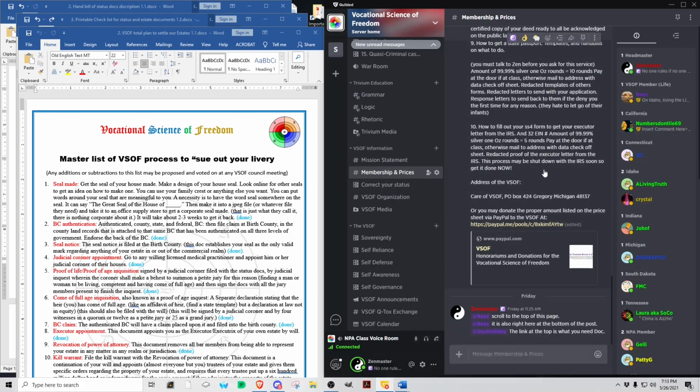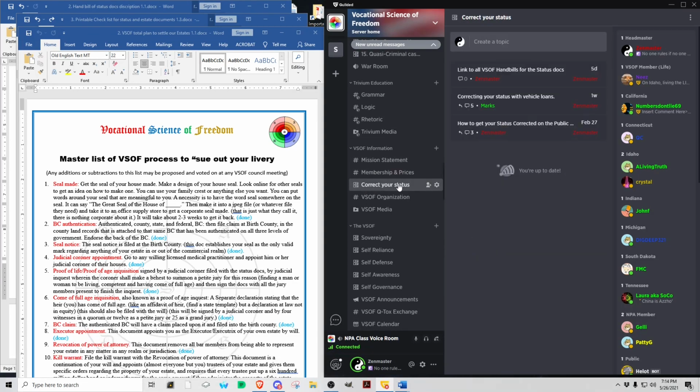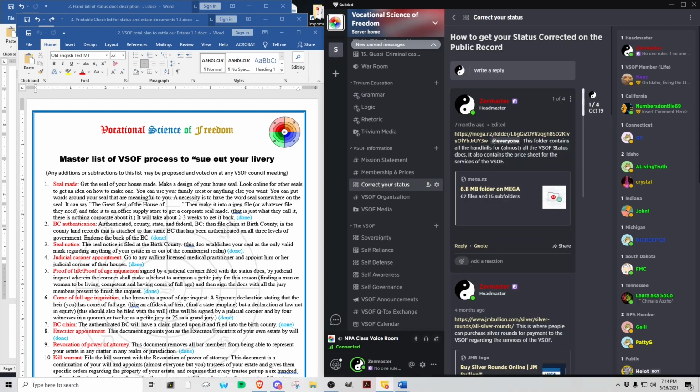If you click on membership and prices, you can scroll up to the top. The mega link that I just opened up is this same link. If you click on correct your status and you click on how to get your status corrected on the public record, the handbills are also listed in the mega links in that room, or that post for that room as well.